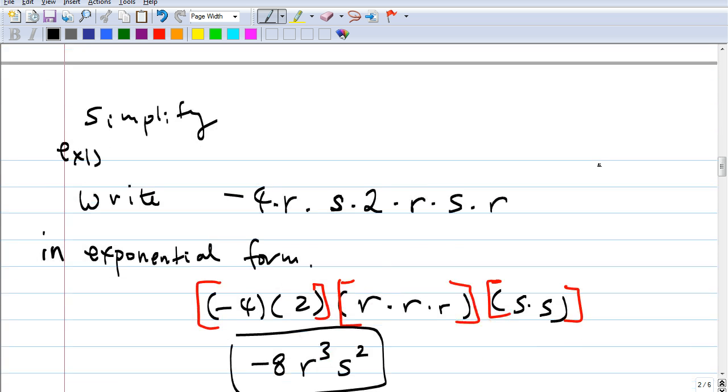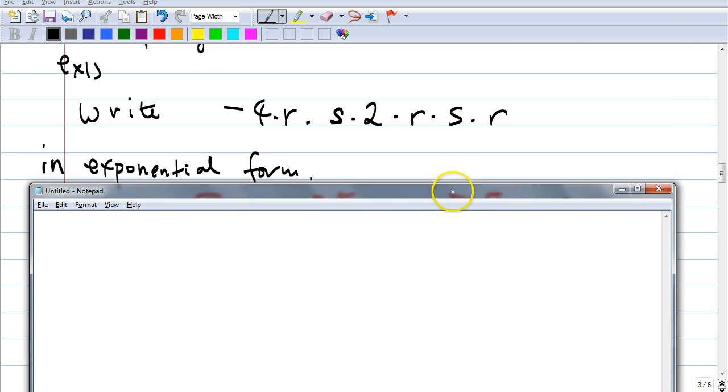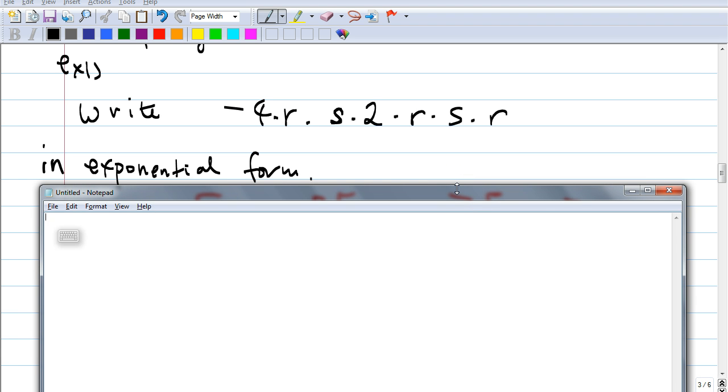Okay, so the next example is something that you may see on tonight's homework. They're going to ask you to do something like this. They're going to say, write this expression, -4 times r times s times 2 times r times s times r, in exponential form. And as you can see, you don't want to leave it that way. It's very long. There's a way to write this a lot more simply using exponential form.